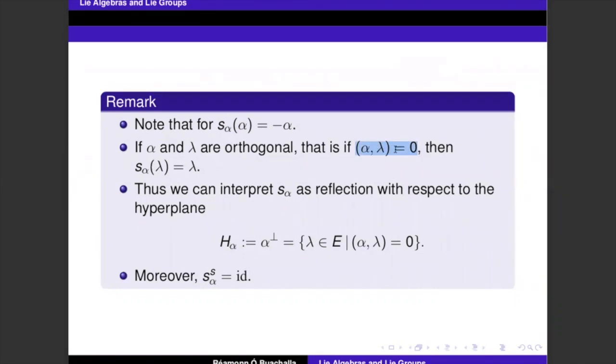Because the correction term that you have, this minus 2 bracket term, is going to be 0 because the numerator is going to be 0. So there's no correction happening here, so it just goes to 0. So then you see, maybe more concretely written in terms of equations, what I meant before by this reflection that's going on. So that means that we can interpret s sub alpha as reflection with respect to this hyperplane.